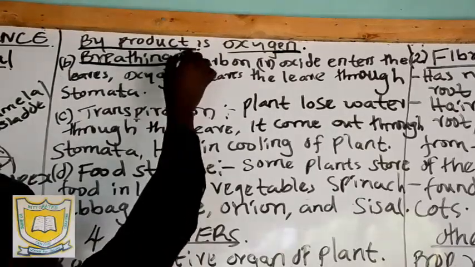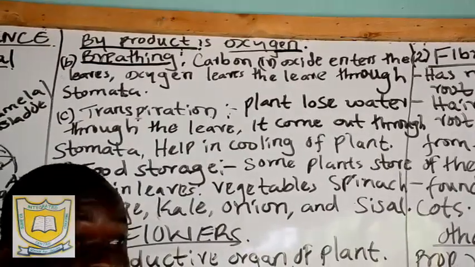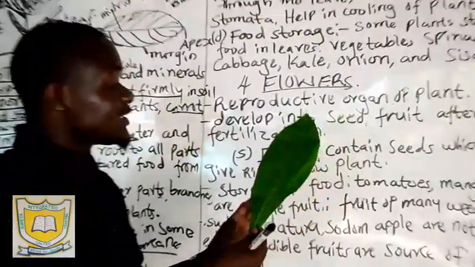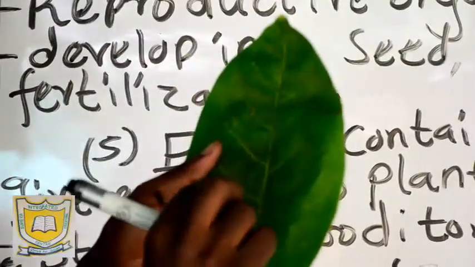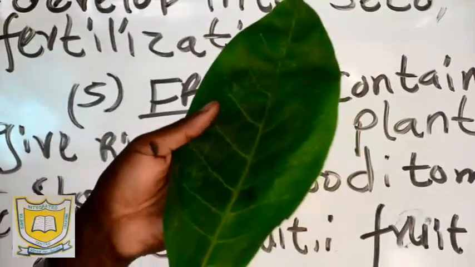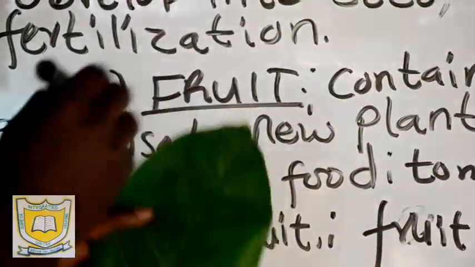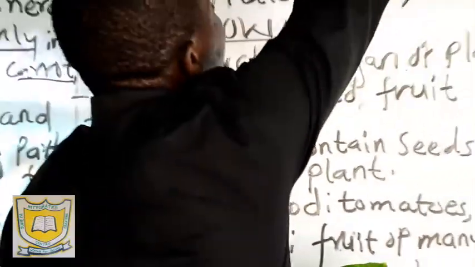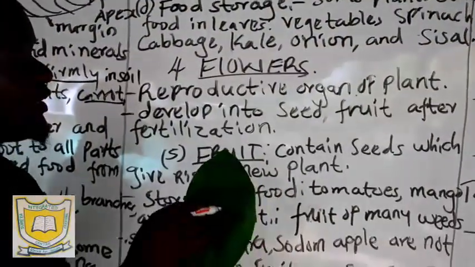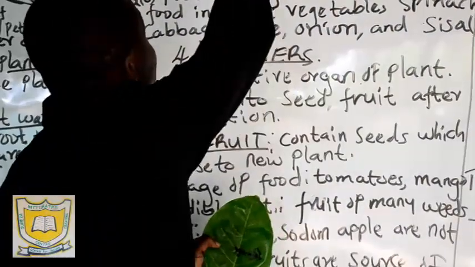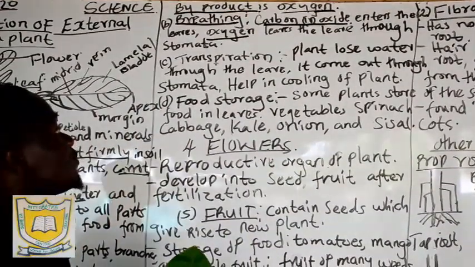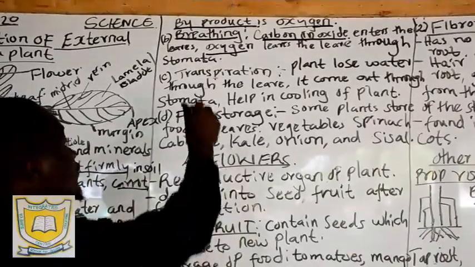The second function is breathing. Under breathing, we talk of gaseous exchange. Now in a plant, we have gaseous exchange that takes place. This plant has tiny holes. Those holes help in breathing of the plant. That's the exchange of gases in and out. The gas that enters the leaf is carbon dioxide, and the gas that goes out of this leaf is oxygen. So you must understand that that is also the function of the leaves.